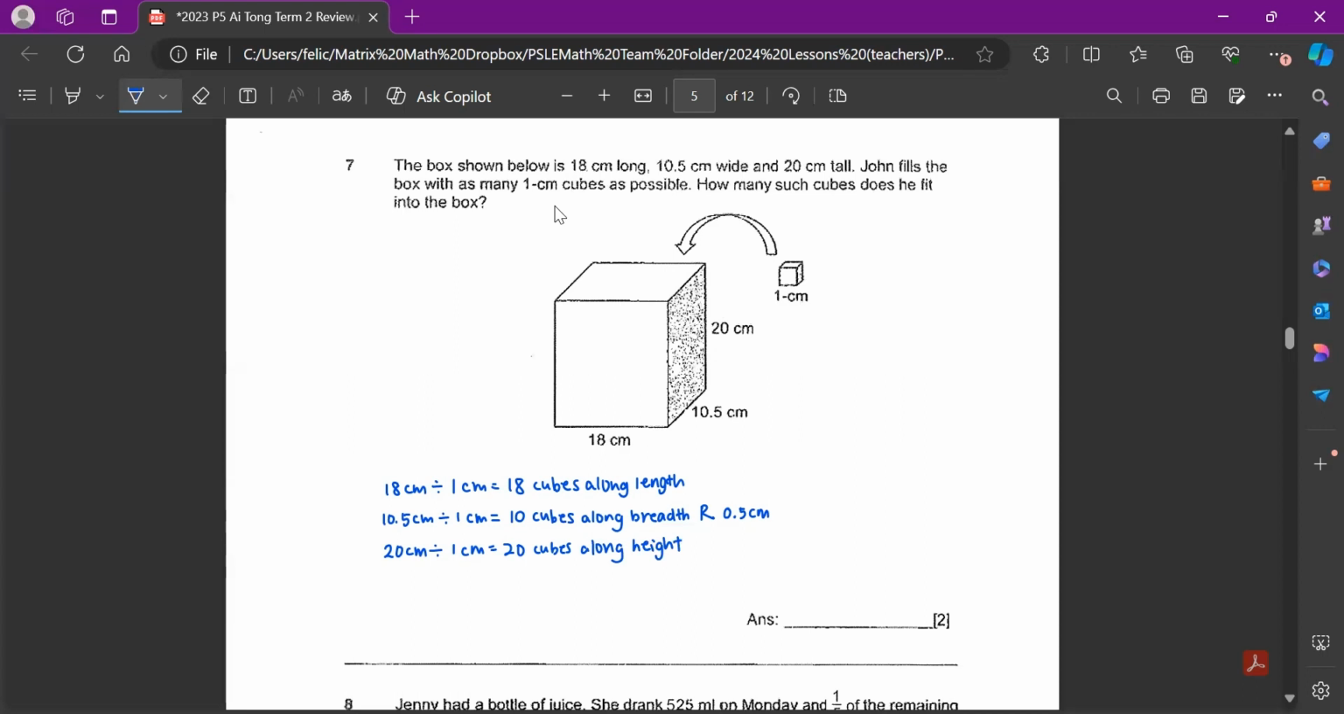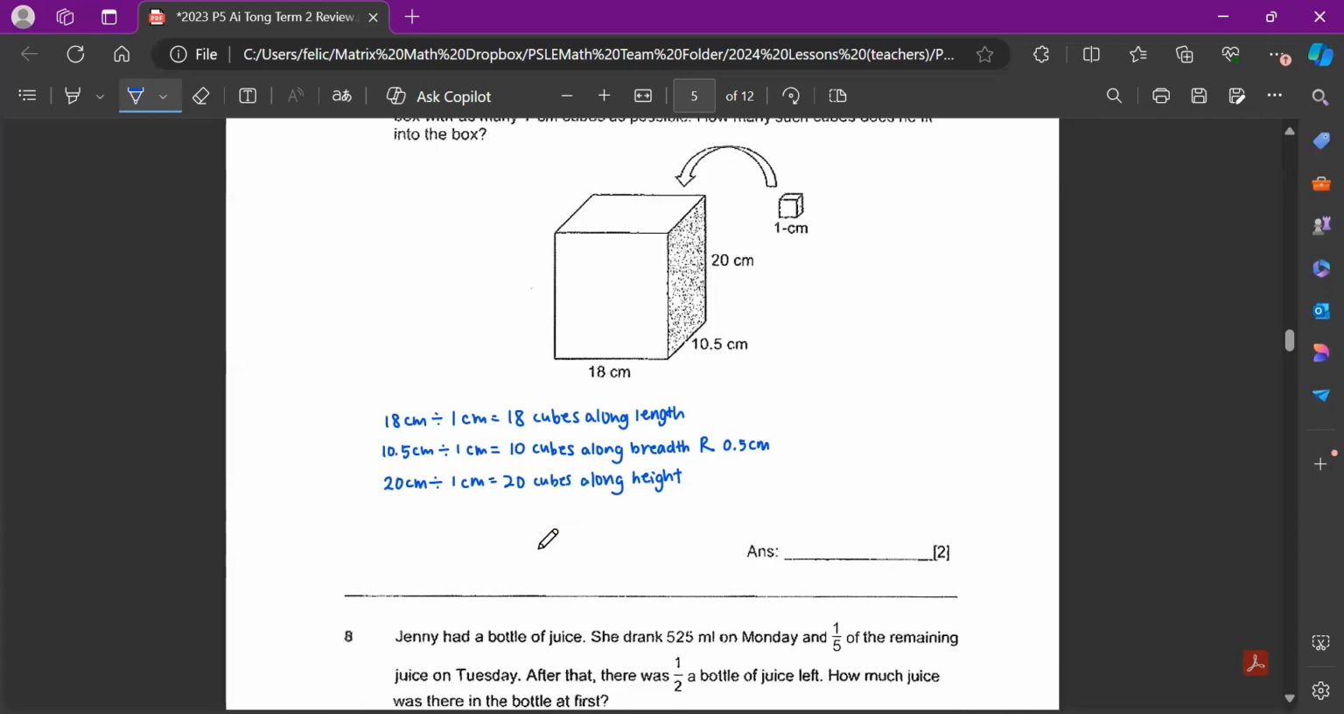Now finally, we can find out how many cubes fit into the box, which means we need to combine the numbers along the length, along the breadth, along the height. So we should multiply, because length times breadth times height gives you the total number of cubes. 18 times 10 times 20. And that will be 3,600 cubes at most.